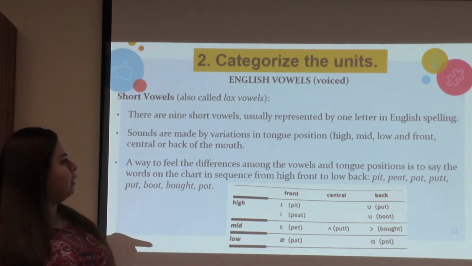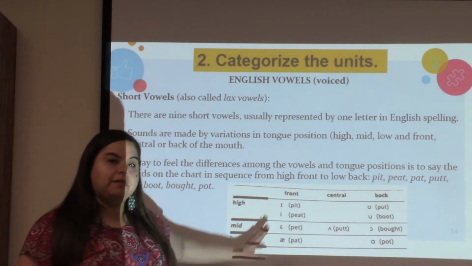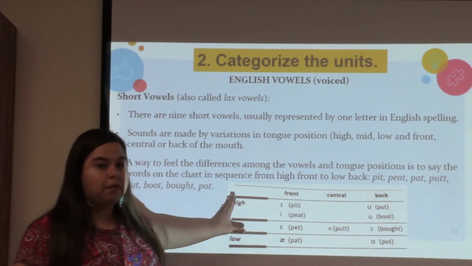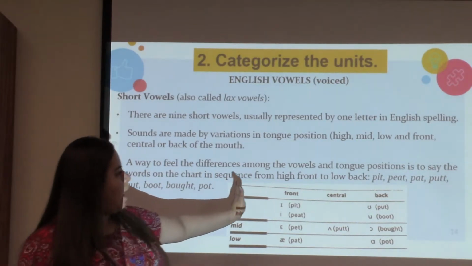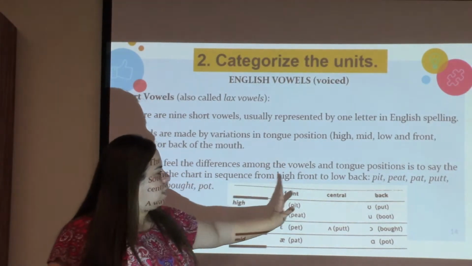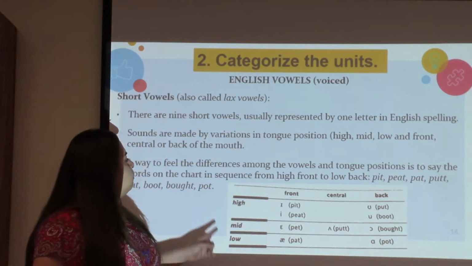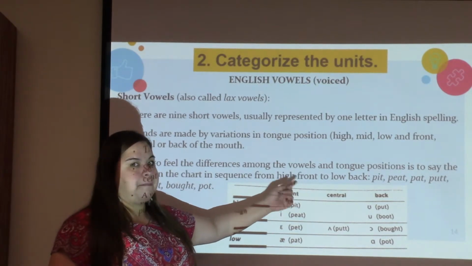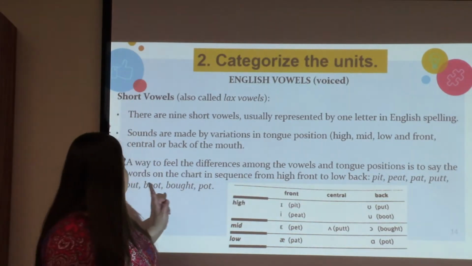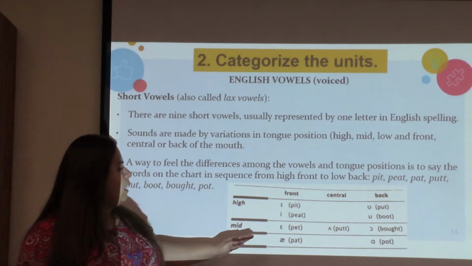A way to feel the differences is by saying some of the words that we have here. For the graphs that they put, we have to picture that this is your mouth, this is the front of your mouth here, with your teeth here, and this is the top part of your mouth, and back here would be your uvula and the vocal cords. So if we think of these words, for example, hit, peep, pat, put, boot, bought, and pot, we think of where they're made.